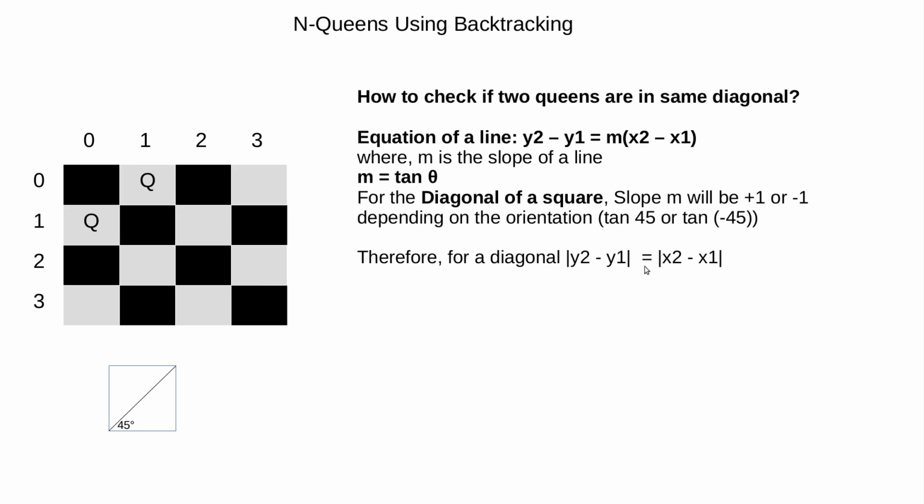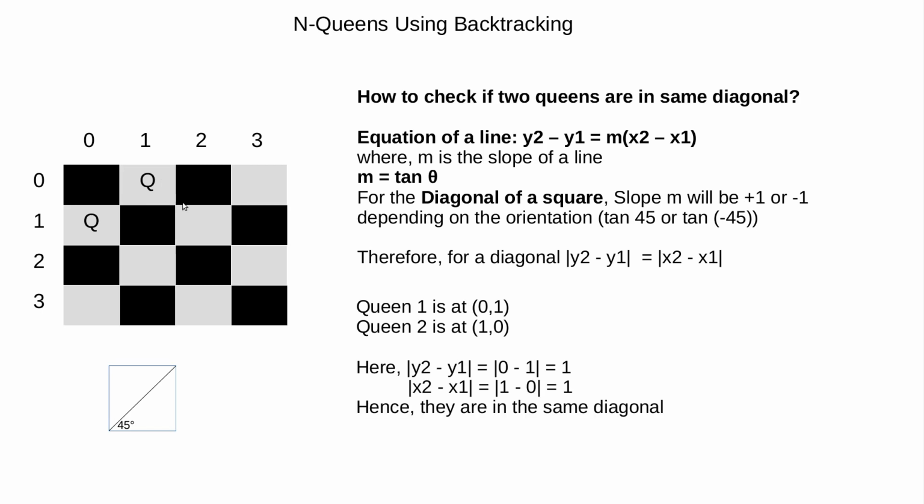So let's try to apply this formula for these 2 points here. Queen 1 is at 0, 1 and queen 2 is at 1, 0. Now y2 minus y1 is 0 minus 1 and the magnitude is 1. Similarly, x2 minus x1 is 1 minus 0 and the magnitude is 1. So that's why they are in the same diagonal and they can attack each other.